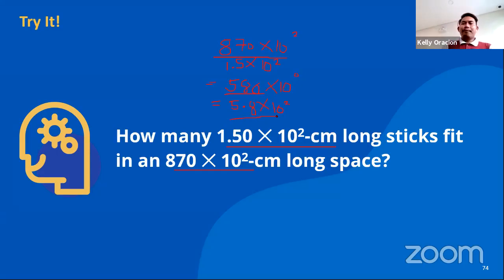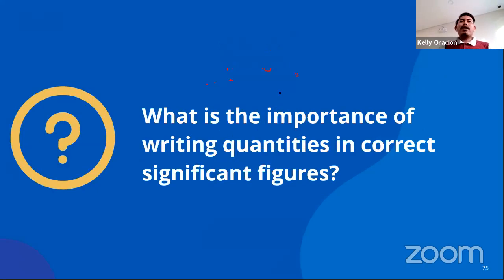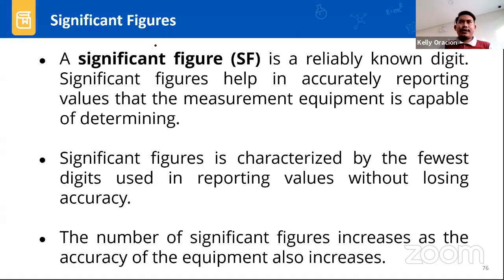Okay, very good. Now, let's have significant figures. Okay, this will be our last topic before we end significant figures. And please take down notes all of the rules of significant figures. Now, a significant figure is a reliable known digit. Significant figures help in accurately reporting values that the measurement equipment is capable of determining.